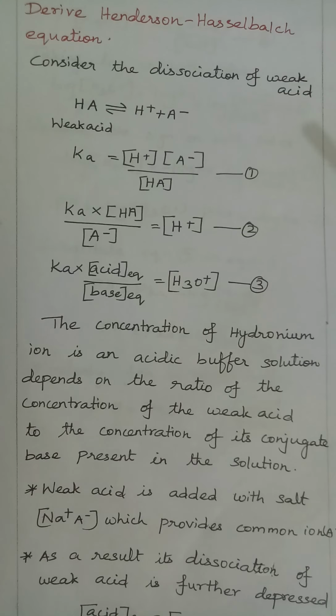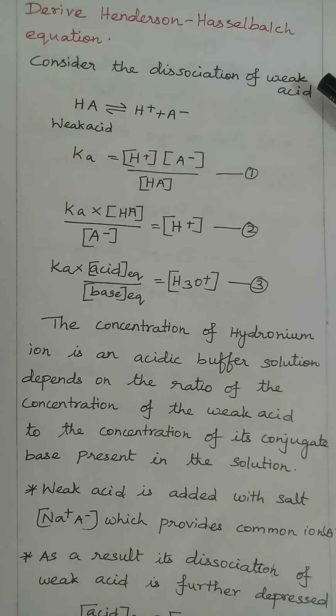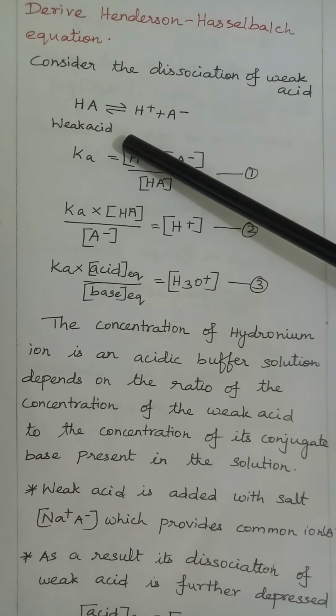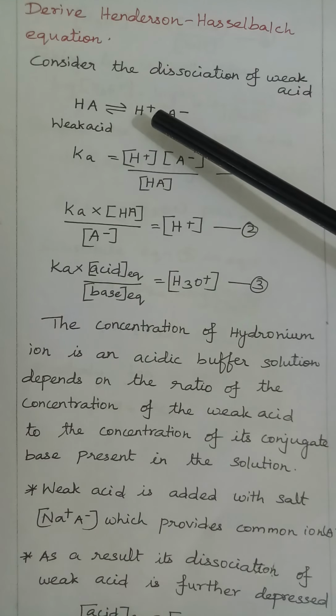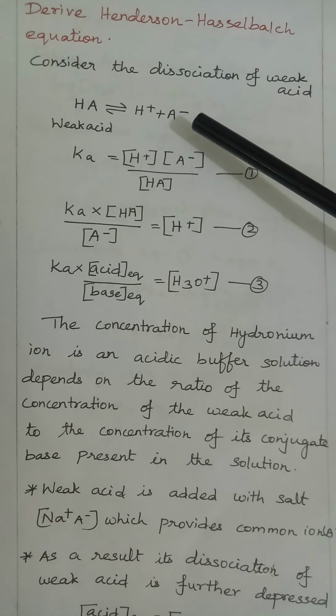Derive the Henderson-Hasselbalch equation. This is a very important 5-mark question. Now we consider the dissociation of a weak acid. HA is considered as a weak acid. It dissociates to produce H plus and also A minus.